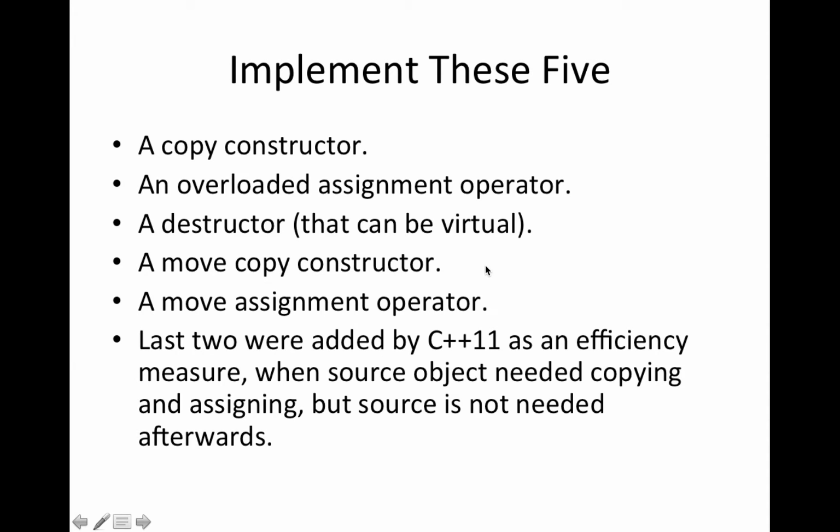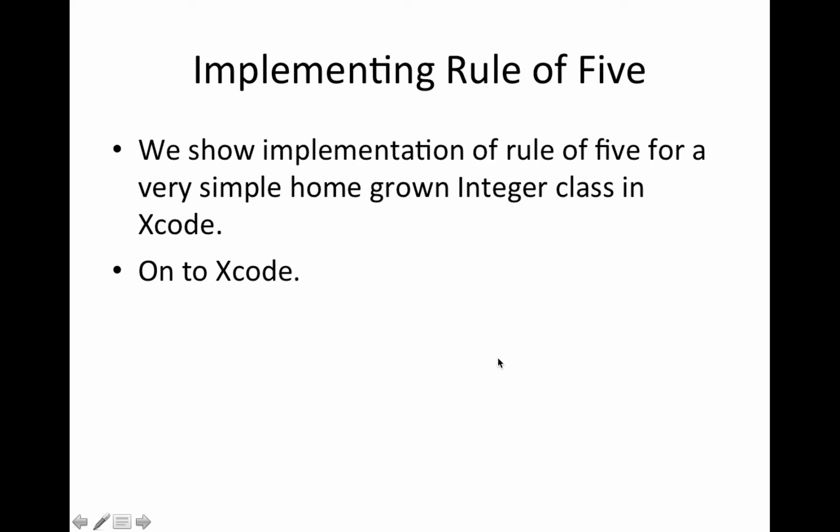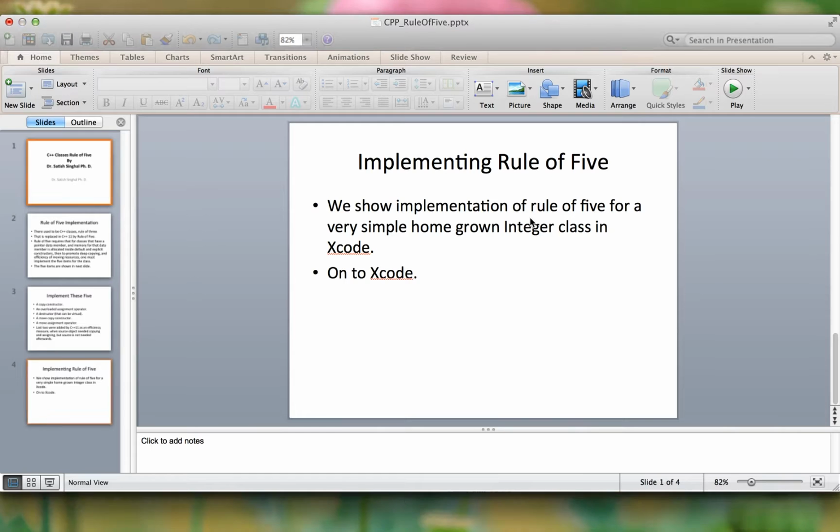That's efficiency consideration. So last two were added by C++11 as an efficiency measure when source object needed copying and assigning, but source is not needed afterwards. So that's this case there. Okay, so to implement rule of 5, we're going to show you a simple integer class in Xcode. So we're going to go to Xcode and we won't come back to the PowerPoint.